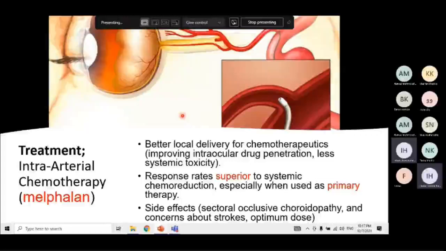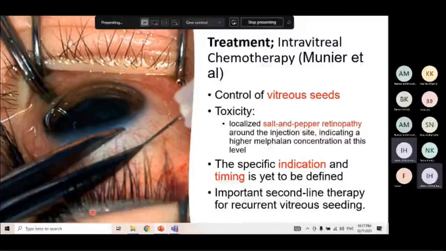There are some side effects about the dosing, about strokes, because you go in the carotid artery, and about occlusive choroidopathy. So you may have some occlusion of a sector of the choroidal vessels. And we use an agent which is called melphalan. It's very important to know that name, which is used in the intra-arterial chemotherapy.